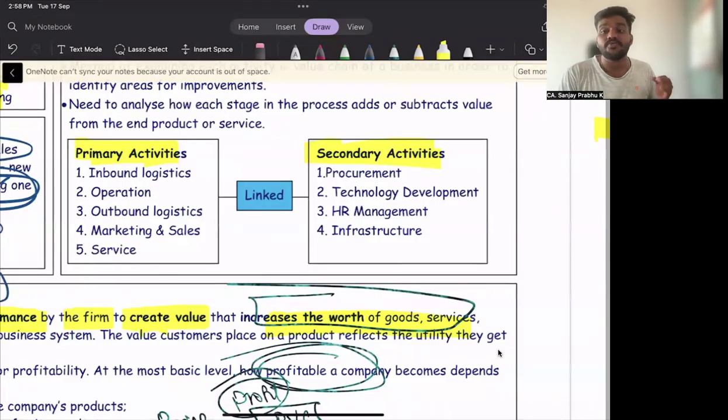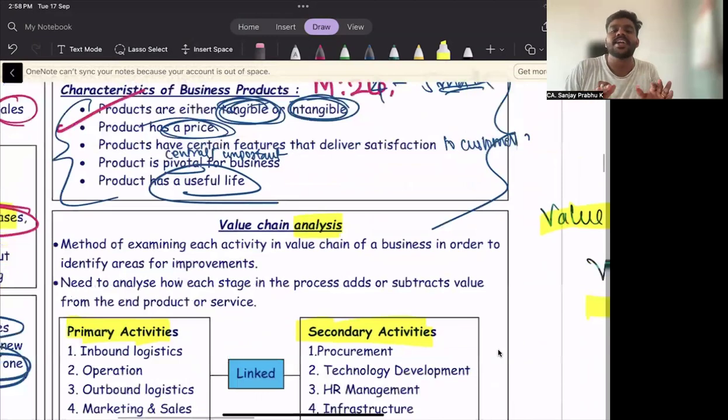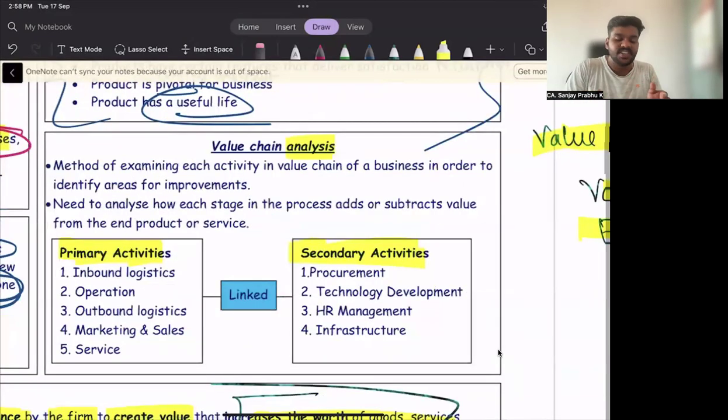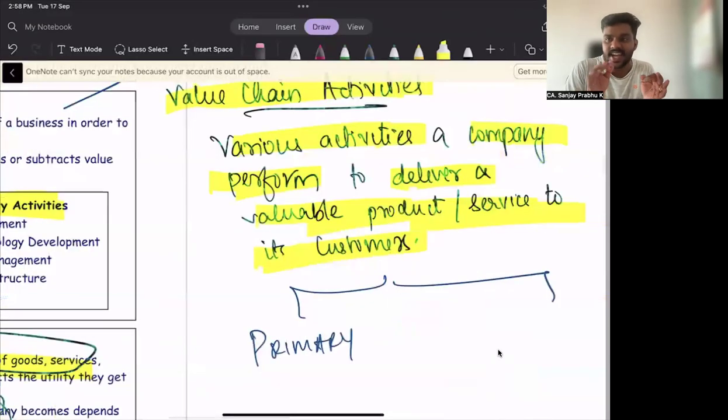Once again, what is value chain activity? I'm not talking about value chain analysis, I'm talking about value chain activities. Value chain activities are those activities a company performs to deliver a product or service to the customer. Last and final time, value chain activities are those activities which a company performs to deliver a valuable product or service to its customer.